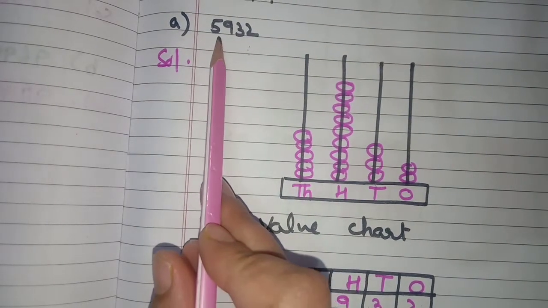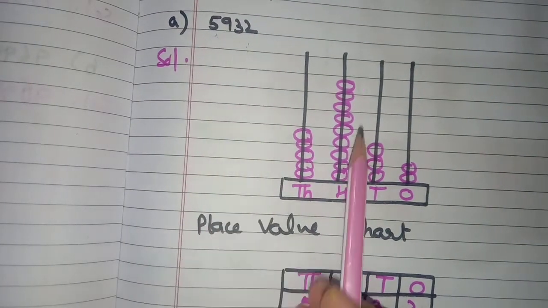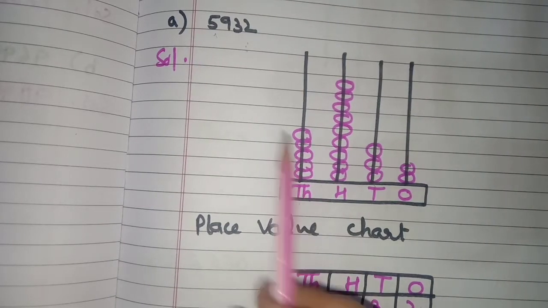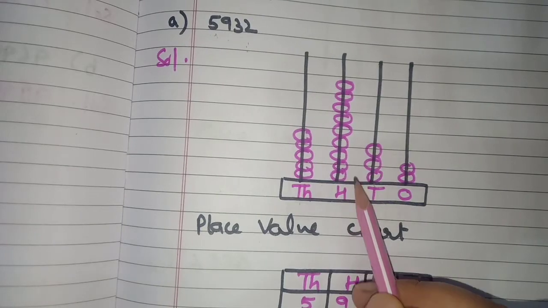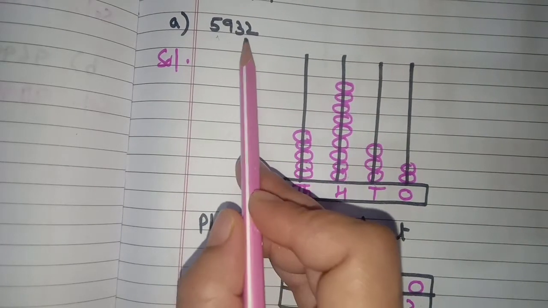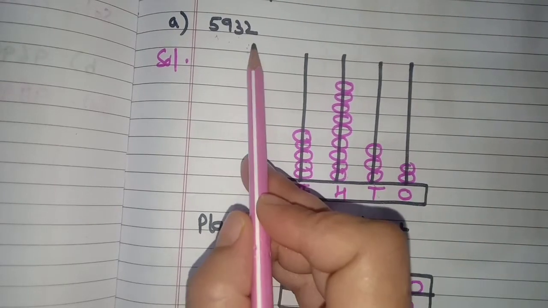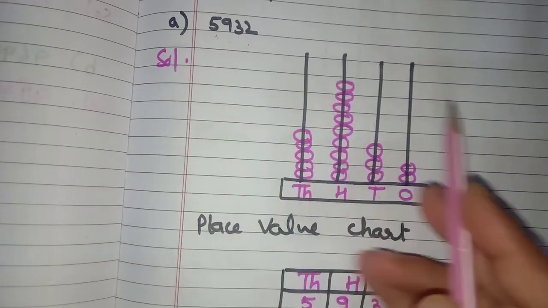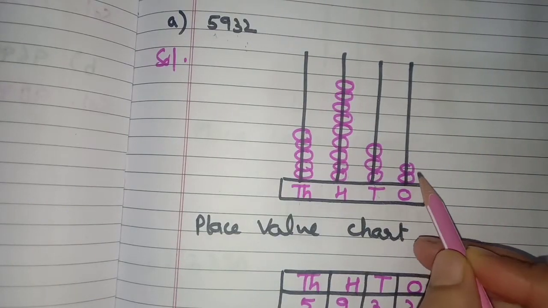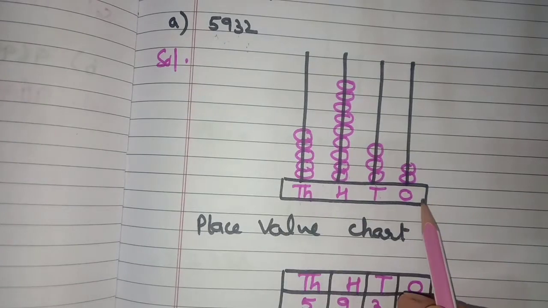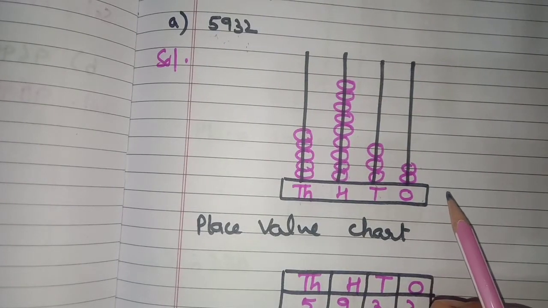And now first of all the digit is 5, so we have to make 5 beads here at thousands spike. Then 9, so here at hundreds place we need to make 9 beads. Then next is 3, so at tens place we will make 3 beads. Then at ones place there are 2 beads, so we have to draw 2 beads here. So we have just shown this number on the abacus according to the beads.